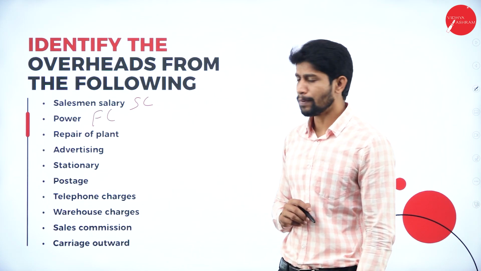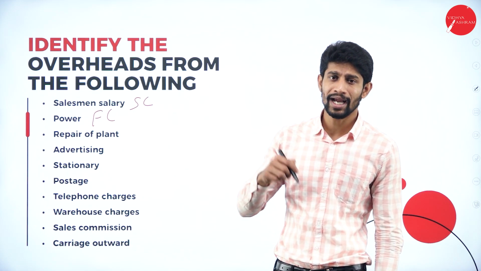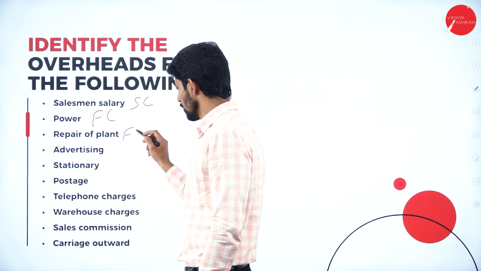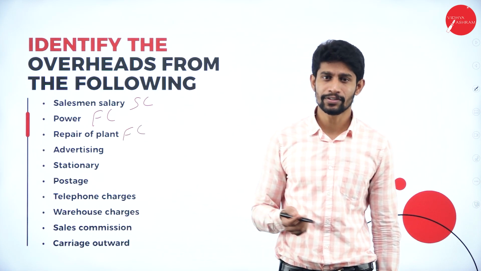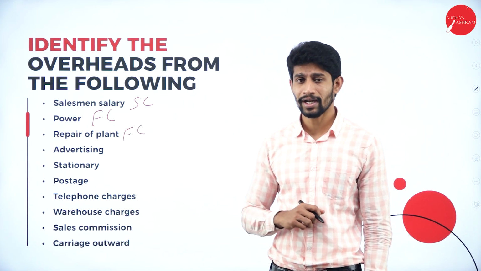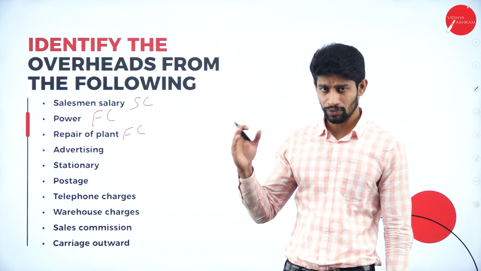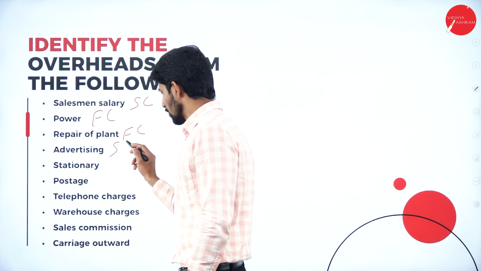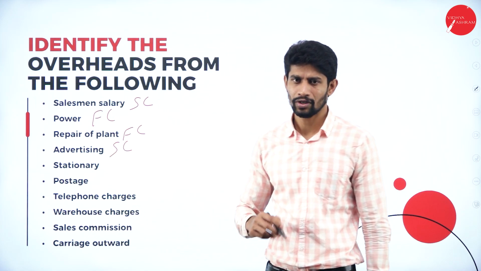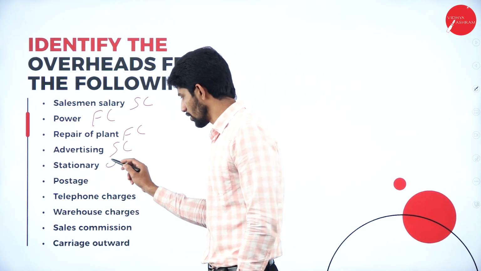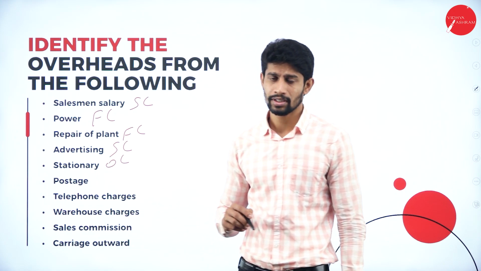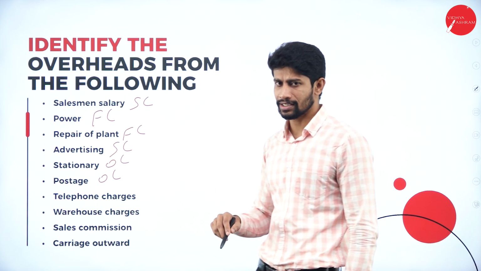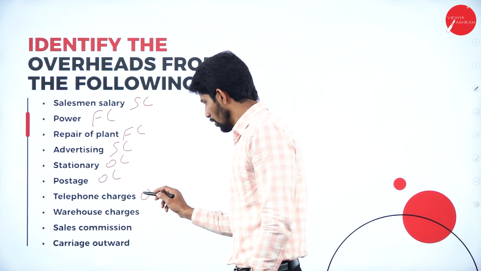Next, repair of plant. So where will we be having the plants? Obviously in the factory. So repair of plant belongs to factory cost. Advertisement. When advertisement is required at the end of selling the finished products, it comes under selling cost. Next, stationery, obviously office cost. Next, postage, yes, it also belongs to office cost. Telephone charges, again it also belongs to office cost.